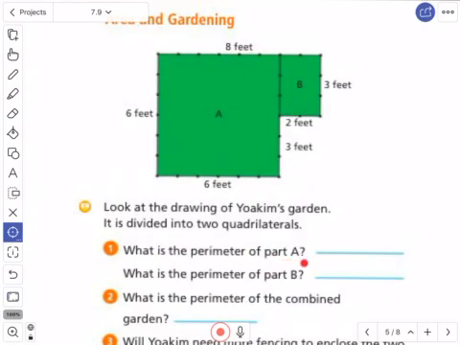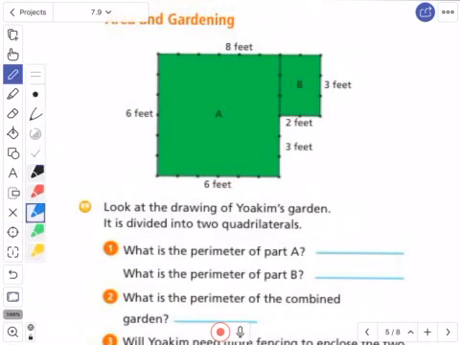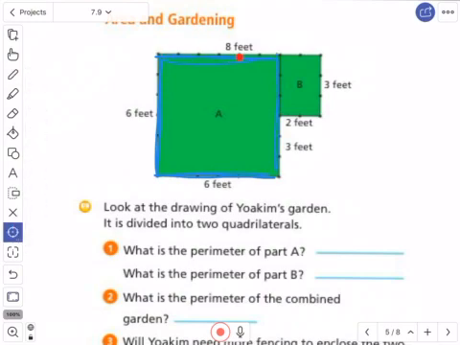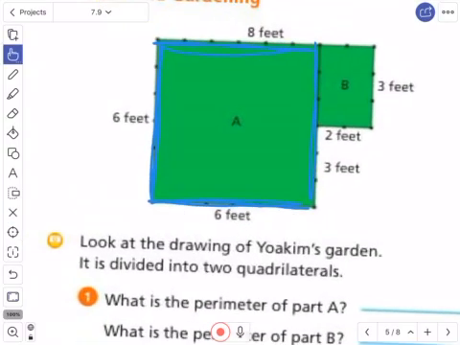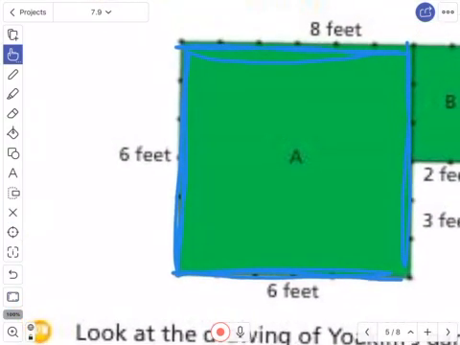What is the perimeter of A? Remember, all you have to do is add up all the sides. So there's this side right there for A, this side right there for A, this side right here for A, and this side right there for A. Now you're going to notice that this whole thing right here is 8 feet, but A stops right there. So one thing you can notice is there are all of these little parts here.